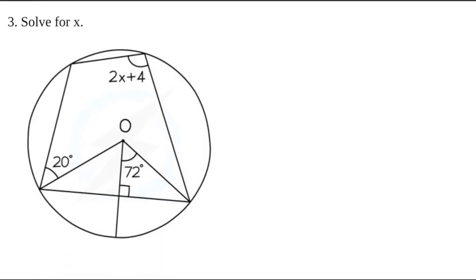solve for x. Now let's check this angle. It's opposite to this one, so they must give us 180 if we sum them up. But we also need to know this portion here. How do we find that portion? Let's try to extract this triangle here. It's something like this.